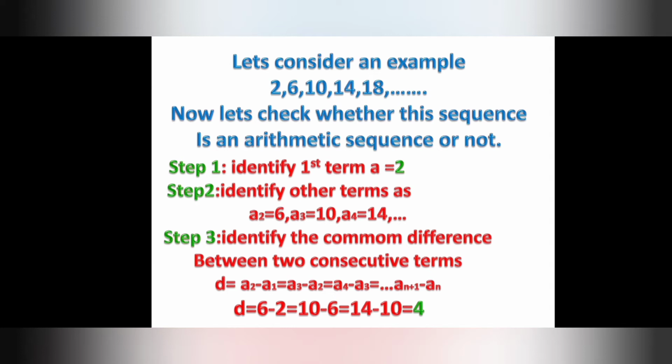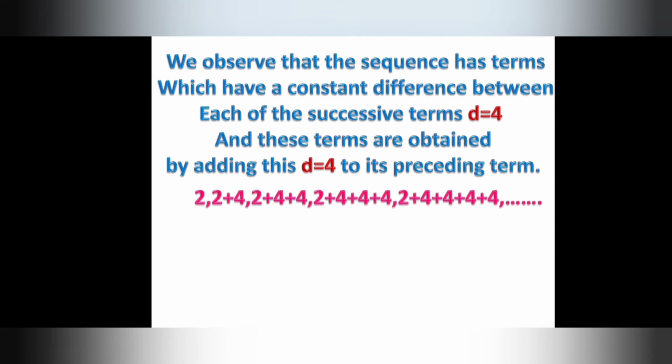And similarly, you can verify by subtracting the second term from the third term, which will again be equal to 4. So we observe that the sequence is an arithmetic progression with a constant difference between each of the successive terms, 4. And these terms are obtained by adding 4 to the preceding term. On the screen you can see that we are getting the second term by adding 4 to 2, and the third term by adding 4 to the second term.